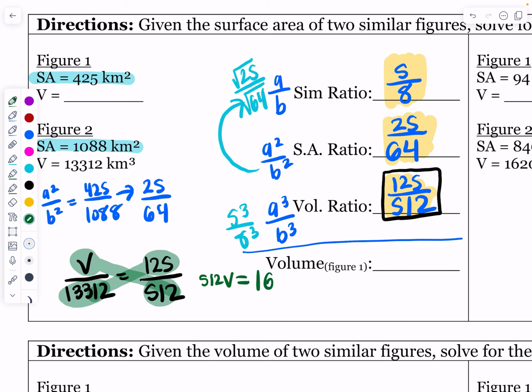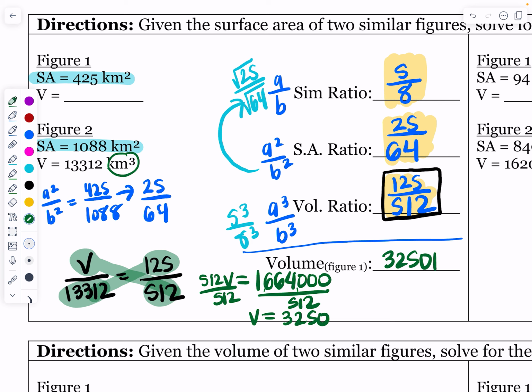Let's see, 1,664,000. I'm going to divide that by 512. Just cross multiplying here. And when I divide that by 512, I'm going to get a volume of 3,250. And my units are going to be, volume is in km cubed, so kilometers to the third power. So I just found my unknown volume using the ratio.